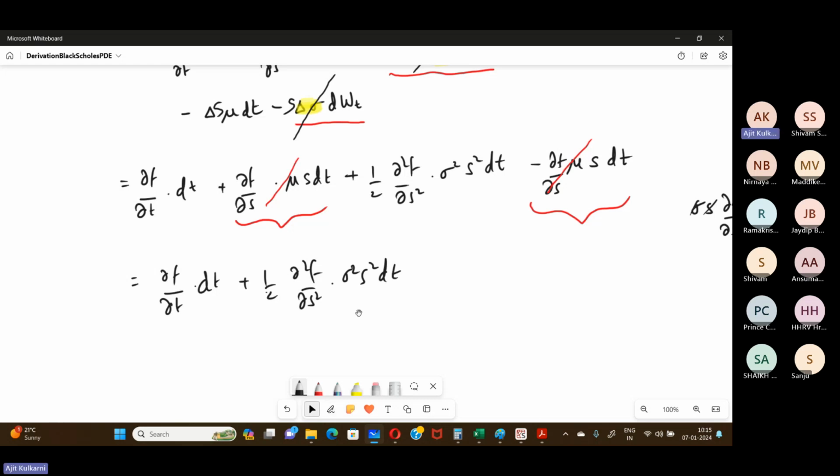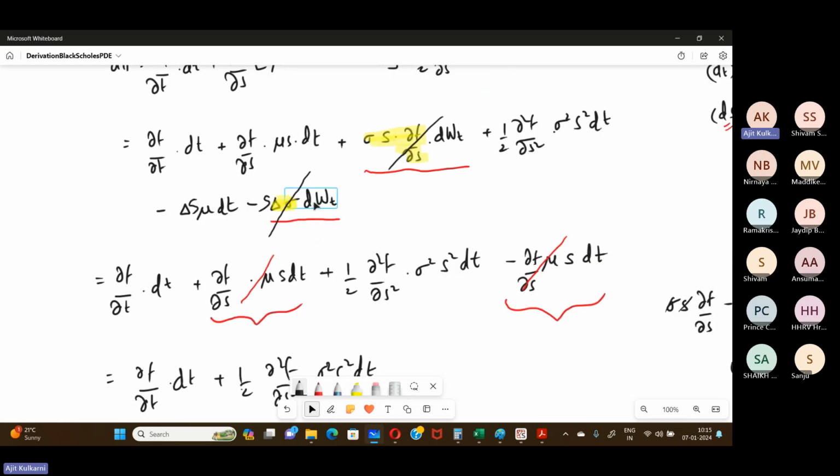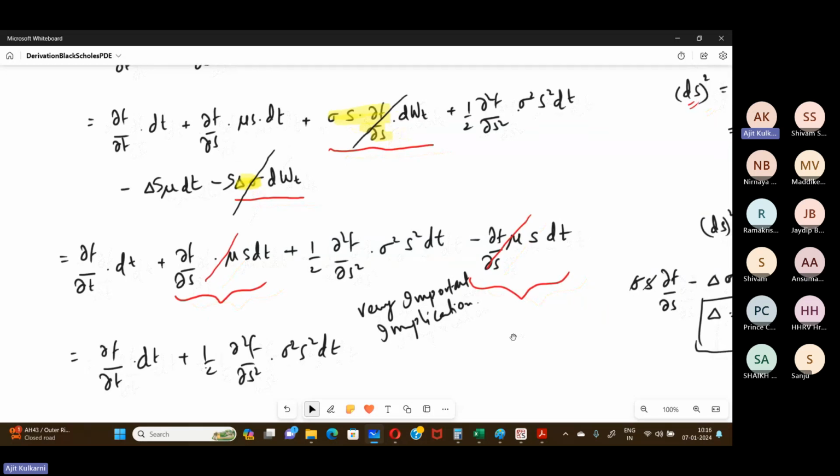So we tried to eliminate only the dWt term, but the mu term automatically got eliminated along with it. We did not try to eliminate mu, but it automatically got eliminated, and this has a very, very important implication. Can someone tell me what is the implication of mu getting eliminated?